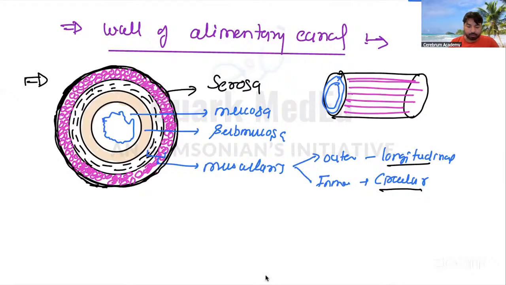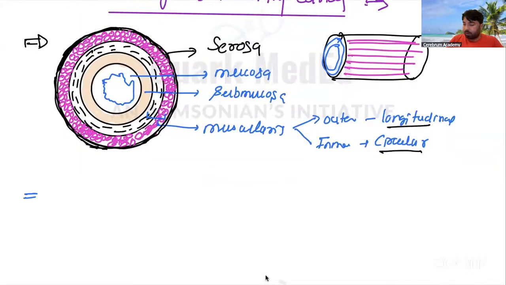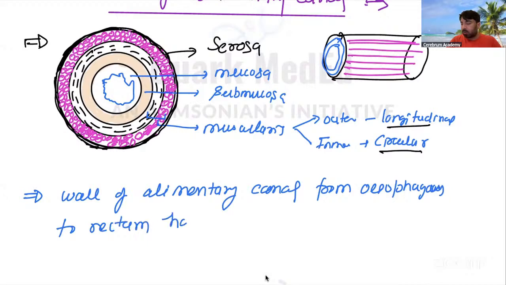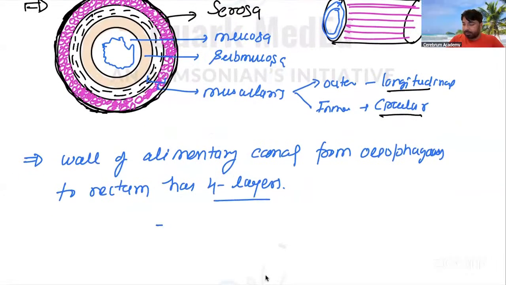So now we will write about them. Wall of alimentary canal, from esophagus to rectum, has 4 layers. And these 4 layers are serosa.